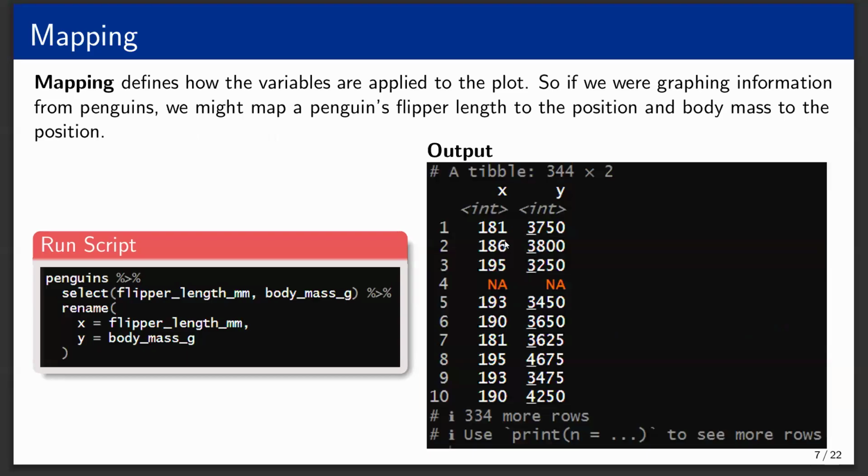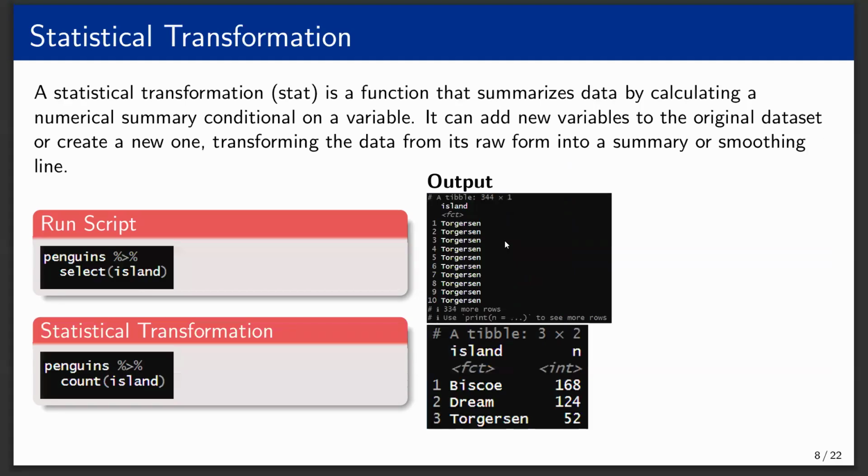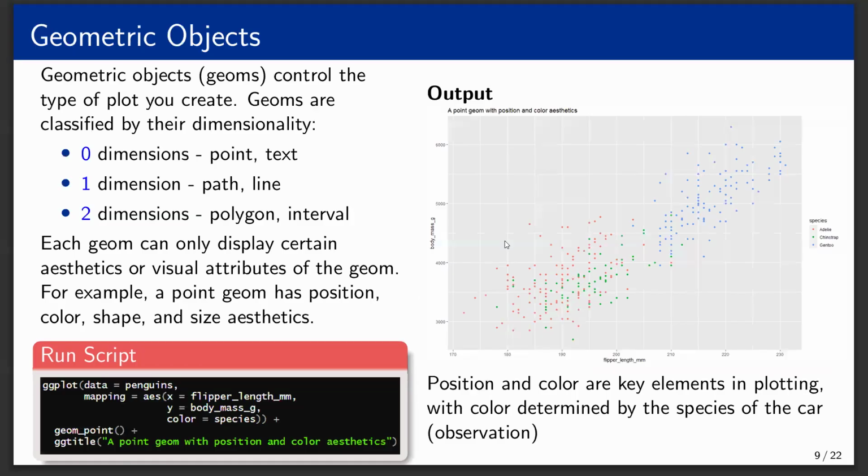And mapping, we talked about it. Mapping defines how the variables are applied to the plot. So if you are graphing information from penguins, we'll do this when we start R, you might map penguin flipper length to the x position and the body mass to the y position. So you have data and you are linking that, mapping it to aesthetics. And then the statistical transformations and the geometric objects, right?